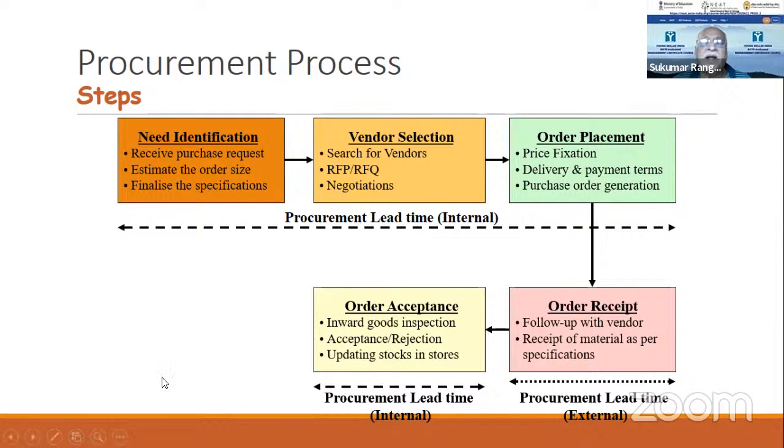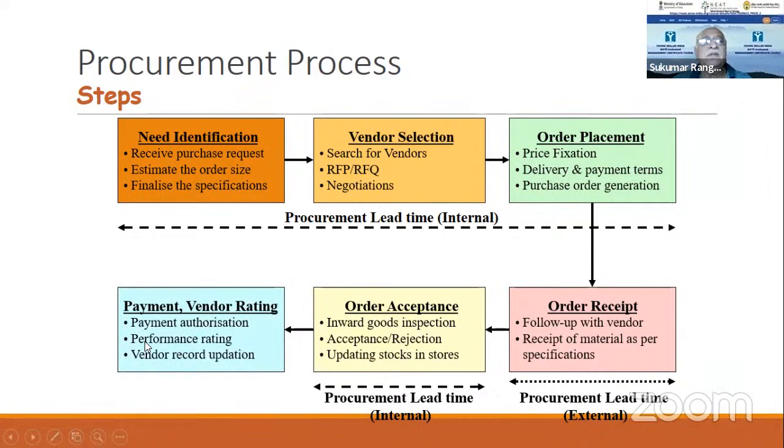This is again a procurement lead time, internal, and then the next step, obviously, once you have received the material and accepted the material, you have to pay the vendor. So the goods receipt note usually acts as an authorization for the accounts department to pay the vendor. So payment and also the vendor rating, because we'll see sometime later what all the components of vendor rating are. So payment authorization, then the performance rating for the vendor is calculated based on our vendor rating, and vendor record updation, if you are maintaining vendor records, which most companies do. This together forms the procurement process.